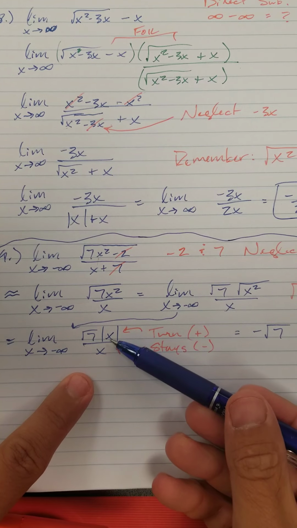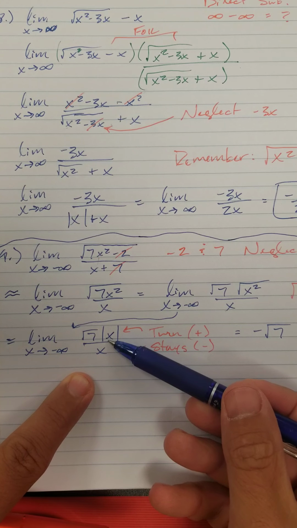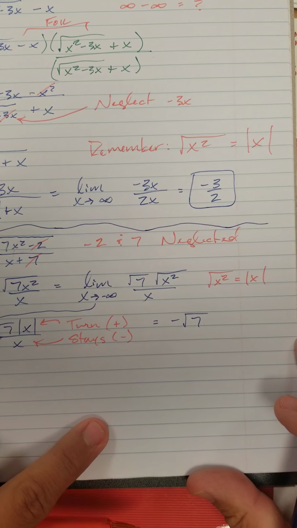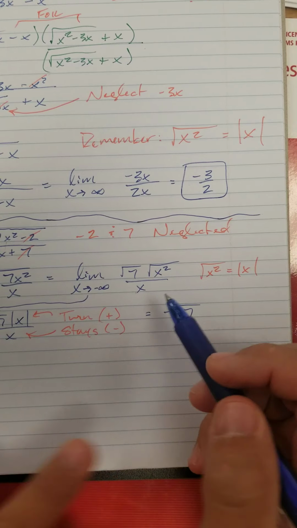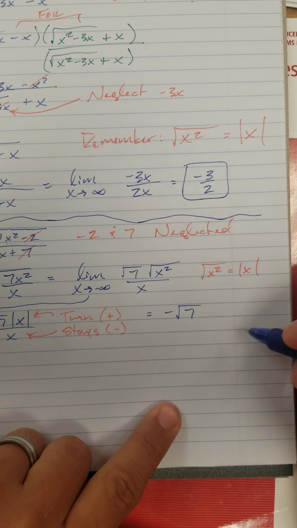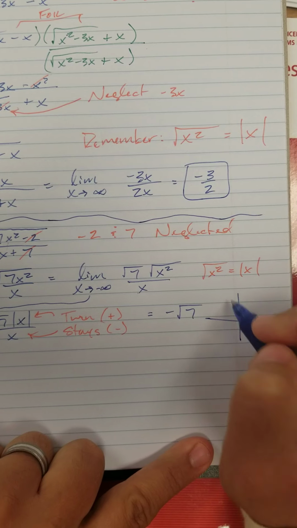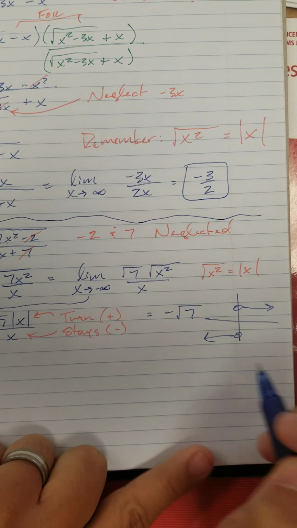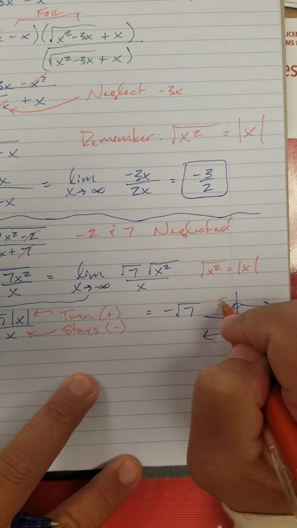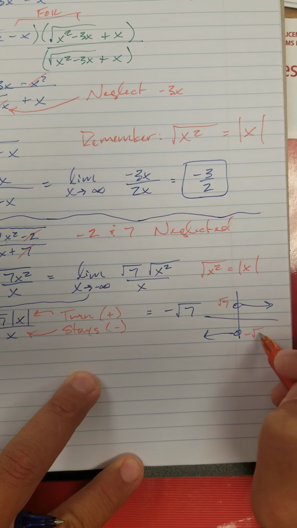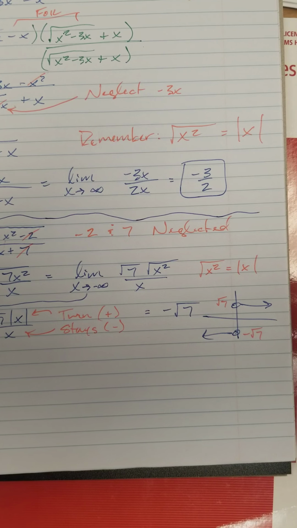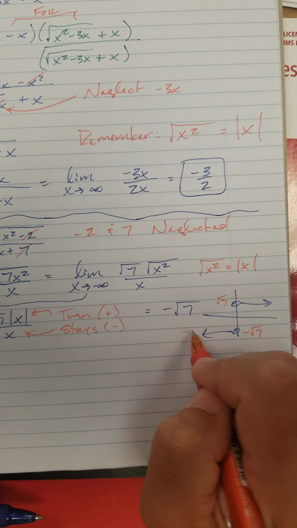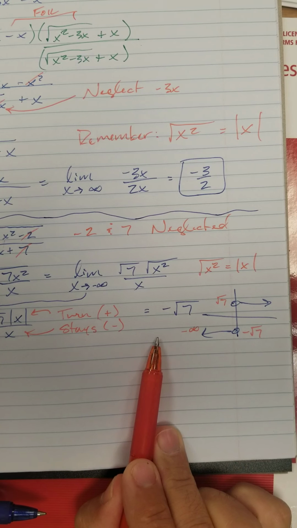Okay, don't forget this parent function, the absolute value of x over x, was a step graph. So, let me see if I can draw it over here real quick. You have a stretch of square root of 7. So it looks something like this. This value here is square root of 7. This one here is negative square root of 7. So there's your stretch by 2 point whatever. So as we approach negative infinity, the limit is negative square root of 7.